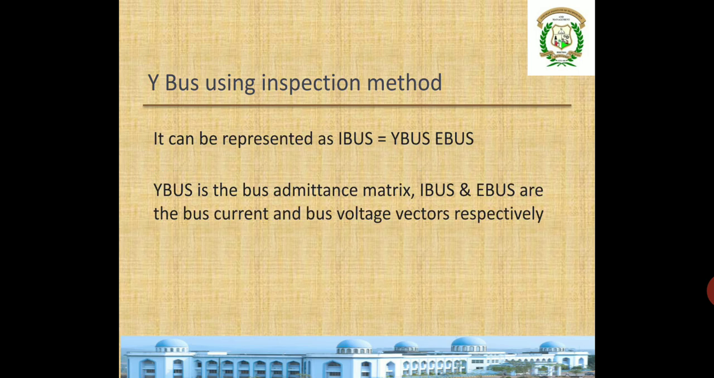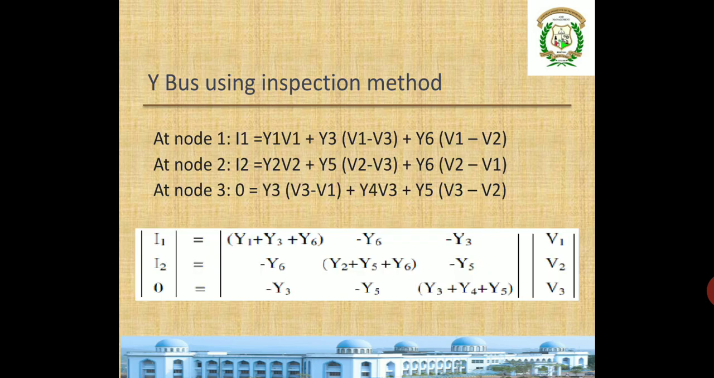This is nothing but YBus, that is, the current of the three different buses is equal to YBus into EBus. EBus is the bus voltage. YBus is nothing but the admittance matrix. So see, the middle matrix is nothing but the admittance matrix, the bus admittance matrix.